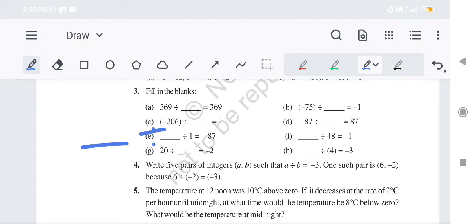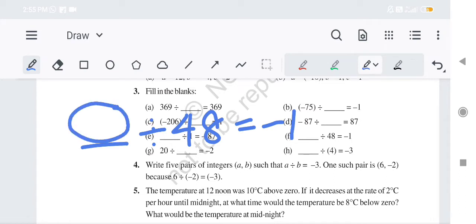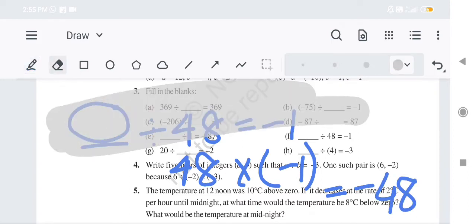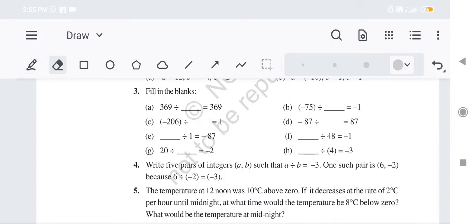Okay, now let's come to the question number F. Something is divided by 48 so that we are getting minus 1. Again in the same way we will do. Here for finding the dividend, simply we will multiply 48 by minus 1 so that we will get minus 48 as the answer.